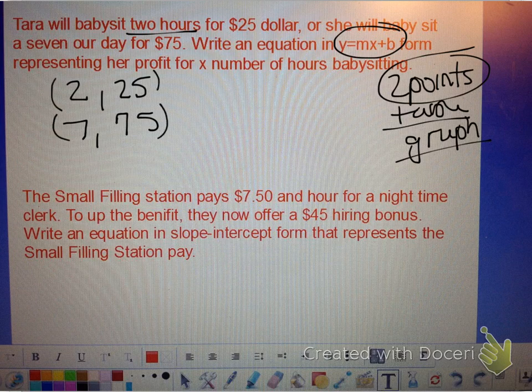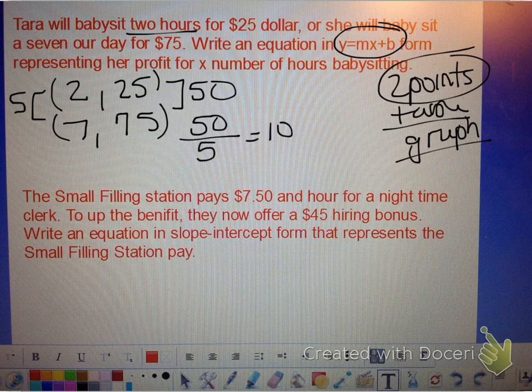Does that make 2 points? Okay. So then we go back to finding our slope. From 25 to 75 is 50, and from 2 to 7 is 5. Some of you are still writing your slope upside down. We know this is the change in y's over the change in x. So this would be 50 divided by 5, and so that would be 10.